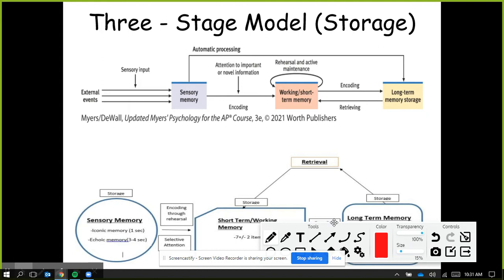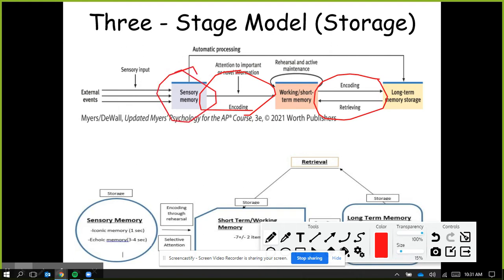The process of encoding. So we've talked about the information processing model, which is encoding, storage, and retrieval. And then there's also the three-stage model, which is the three different stages of memory. Encoding is what happens in between each one of those stages. So encoding happens right here, going from sensory memory to working or short-term memory, and then from short-term memory into long-term memory, right? In between those, we have levels of storage.